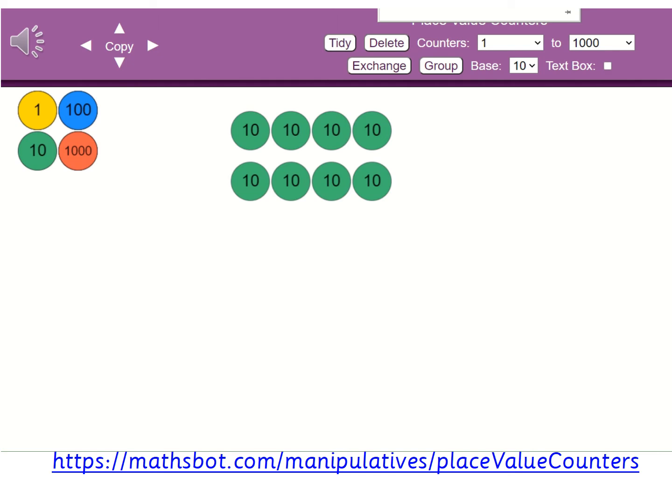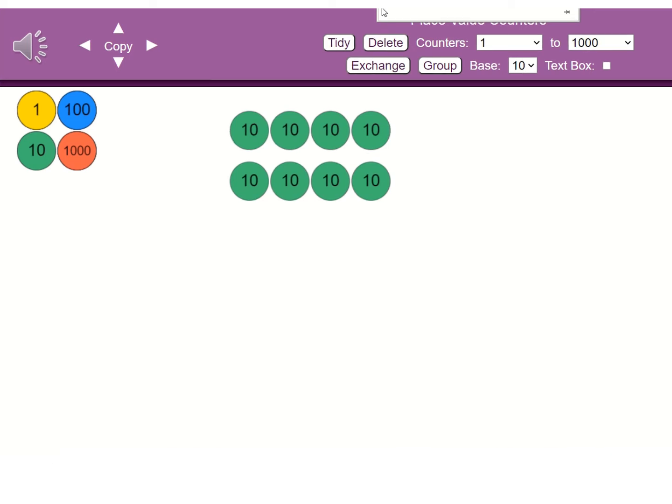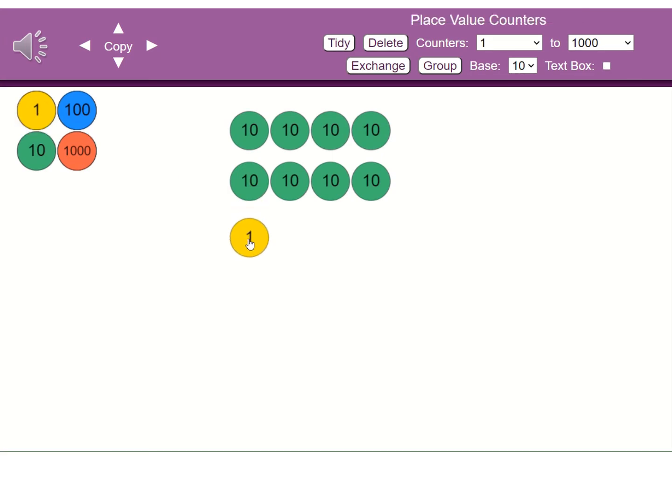To solve 84 divided by 4, the first thing we need to do is assemble our place value counters. Given that there are 8 tens in 84, I'm going to select 8 tens. To make this easier, I can use the copy function. The next thing to do is to select 4 ones. This will give us 84 in total.